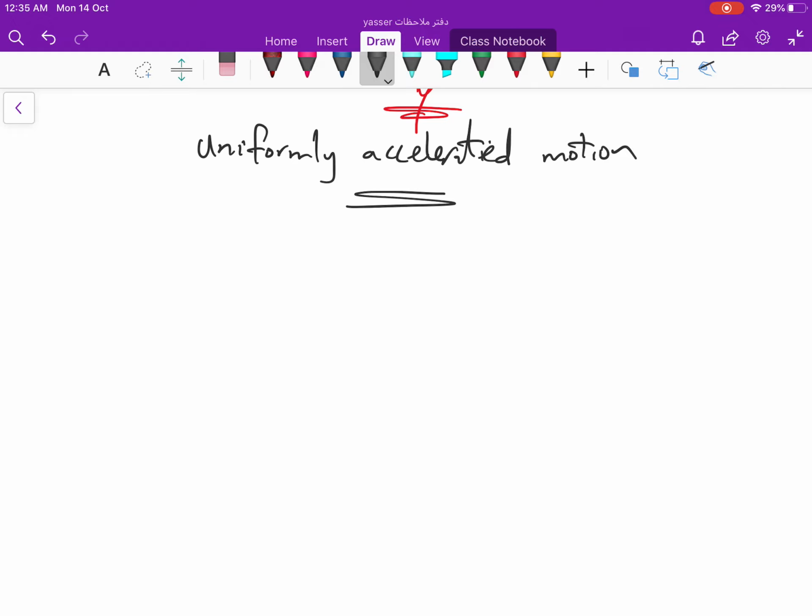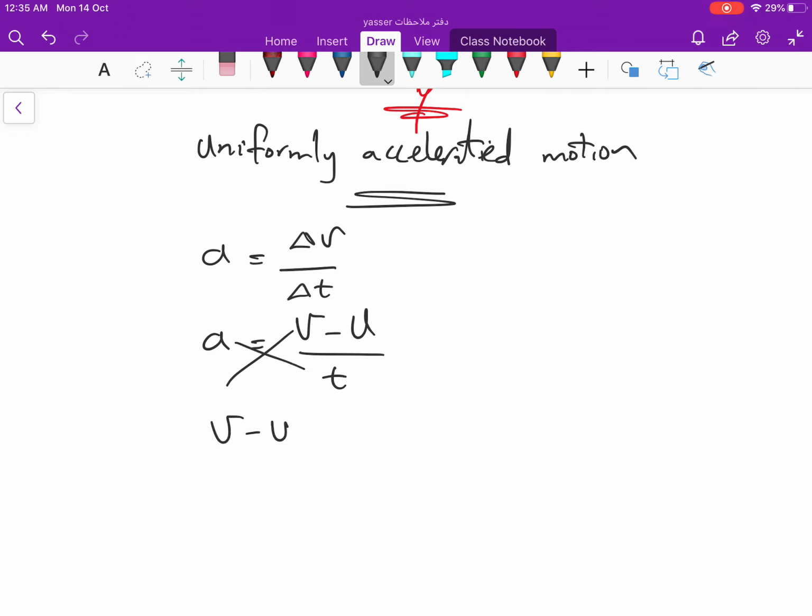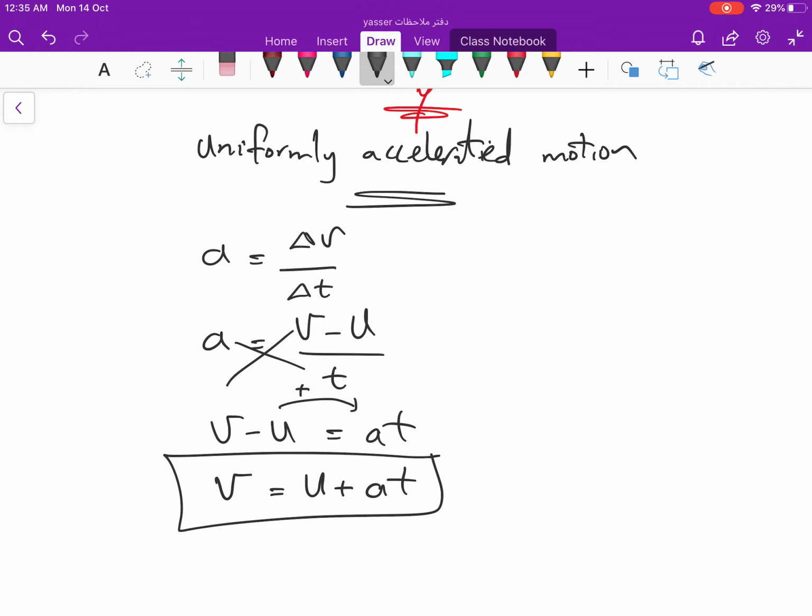The first equation of motion, we know that acceleration is equal to the change in velocity over the time of the change. And we know that the change in the velocity is final velocity minus initial velocity divided by time. If we make a cross multiplication, v minus u is equal to at. I'm going to move the negative u to the other side and change the sign of it, so v is equal to u plus at. And here is the first equation of motion.